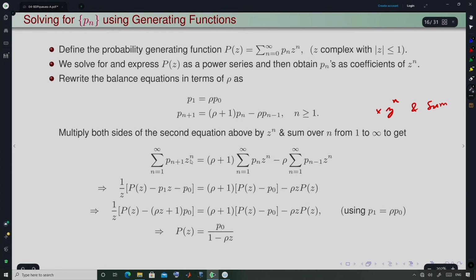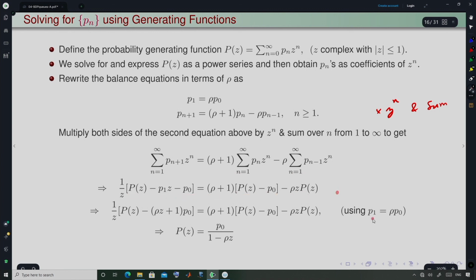Now, what you do here is multiply and divide by z. So, 1 by z will be outside and this quantity will be Pn plus 1 z to the power n plus 1, which starts from 1. So, from P2 onwards it is inside this sum. So, it will be equal to P of z minus the first two terms which are not inside this sum, which is minus P1 z minus P naught. For the rho term, here it is from 1 to infinity, so the first term is not there, so P of z minus P naught. Here it starts at 0, so you take one z outside to make this z to the power n minus 1. That will give you this expression. You are just obtaining this equation from the earlier one.